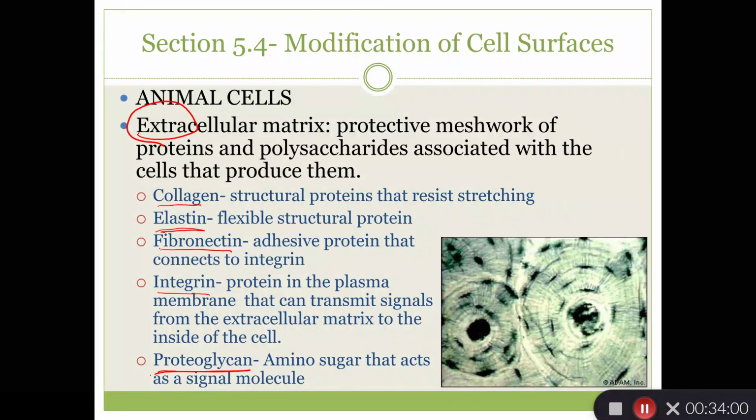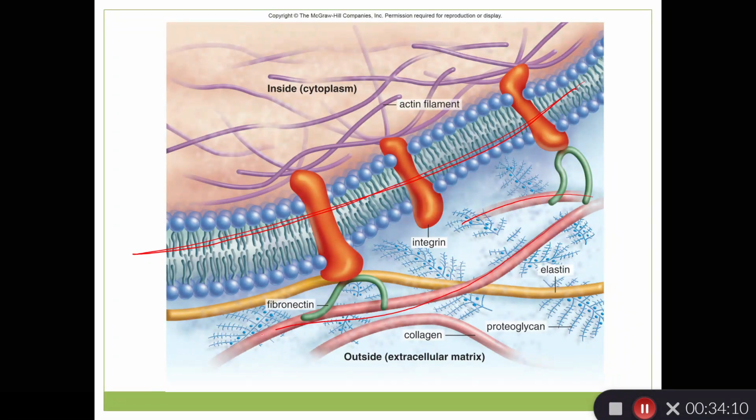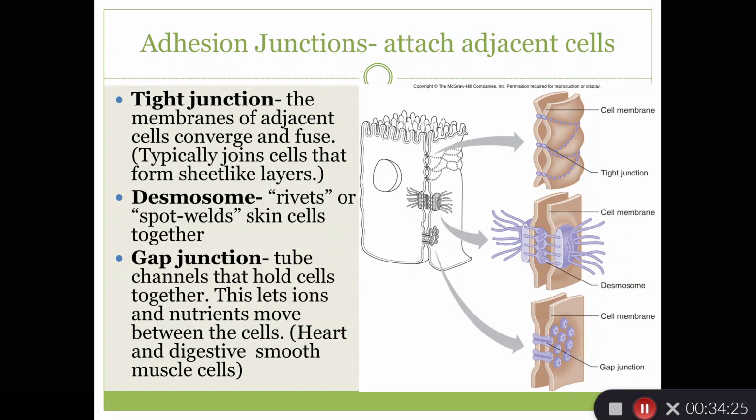These are protein structures. And if you'll look, right here it is, this picture will show you these. So this is the cell. And these are those protein structures like collagen and elastin, fibronectin, integrin, and proteoglycan. Okay, so these are pieces that help with the movement.